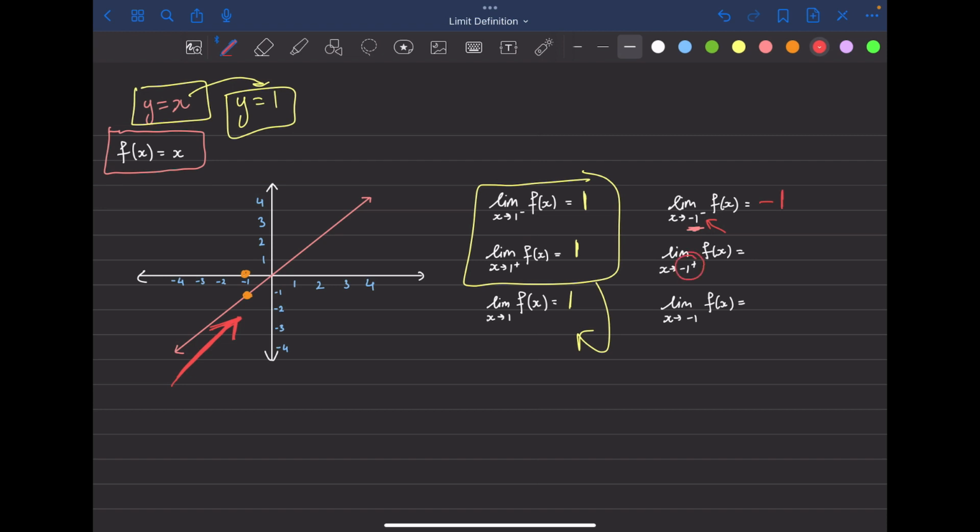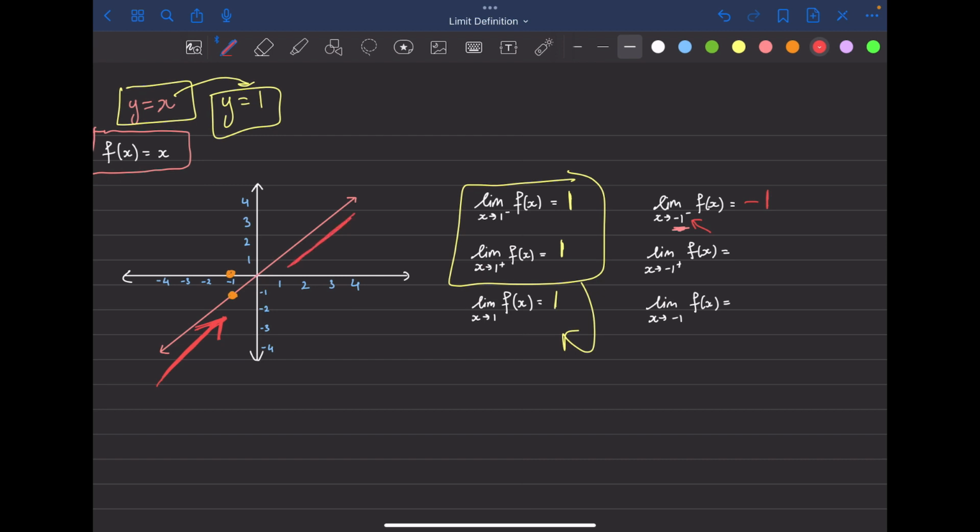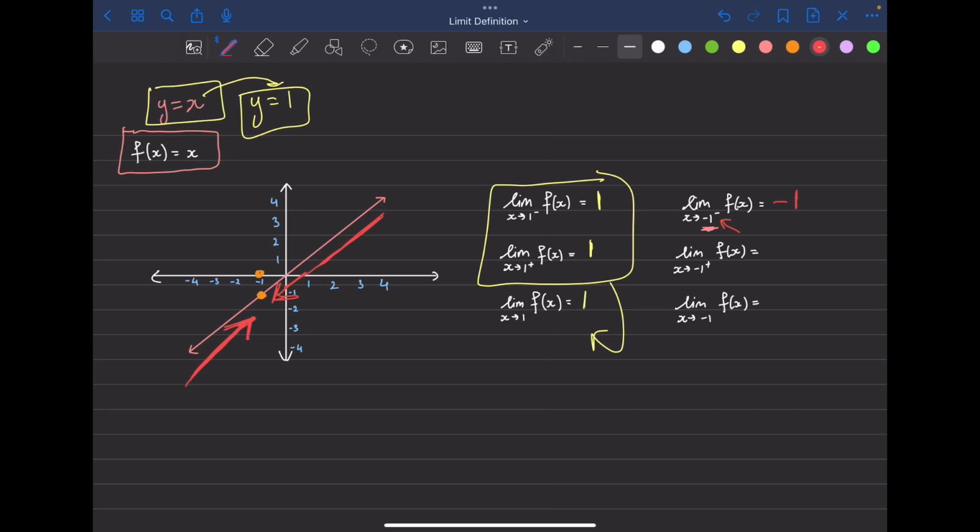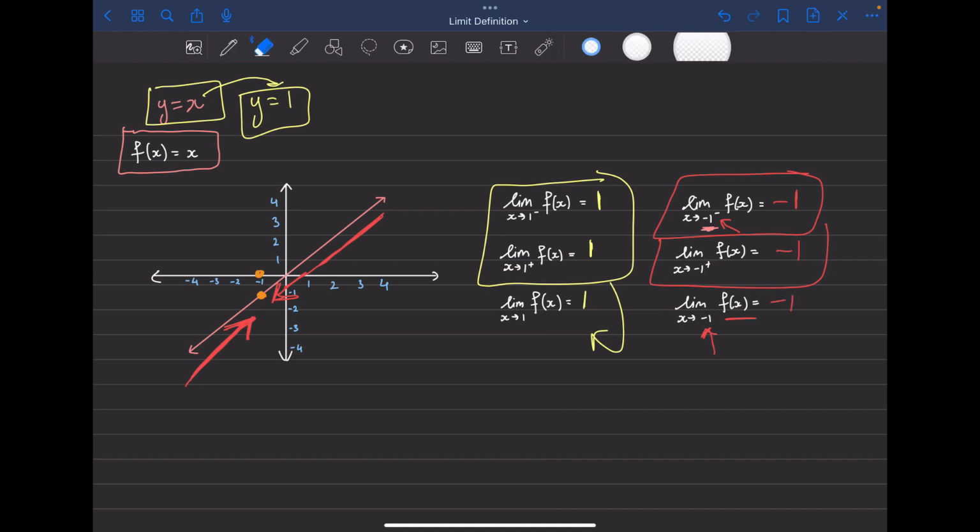Also as you approach it from the right side, so let's go from right to left, basically from top to bottom this way, the value of y is also negative 1. Since this is equal to this, the answer of the limit as x approaches negative 1 of the function is negative 1 as well, because they all should be equal.